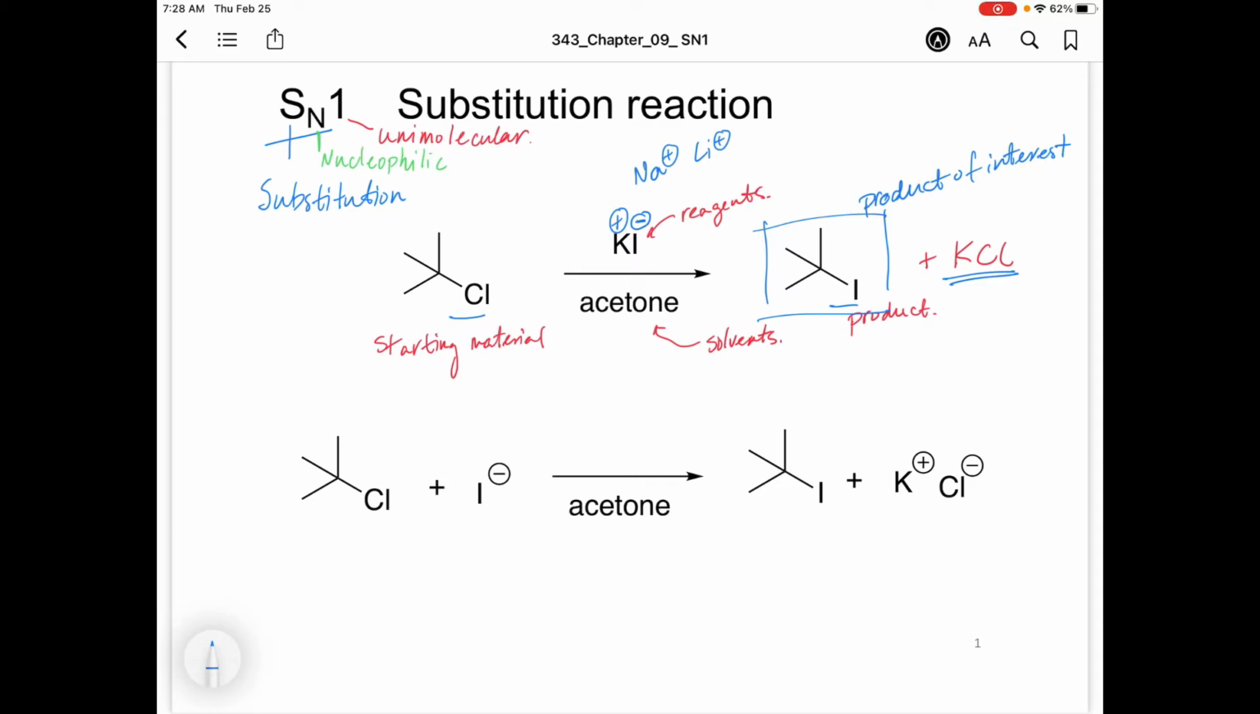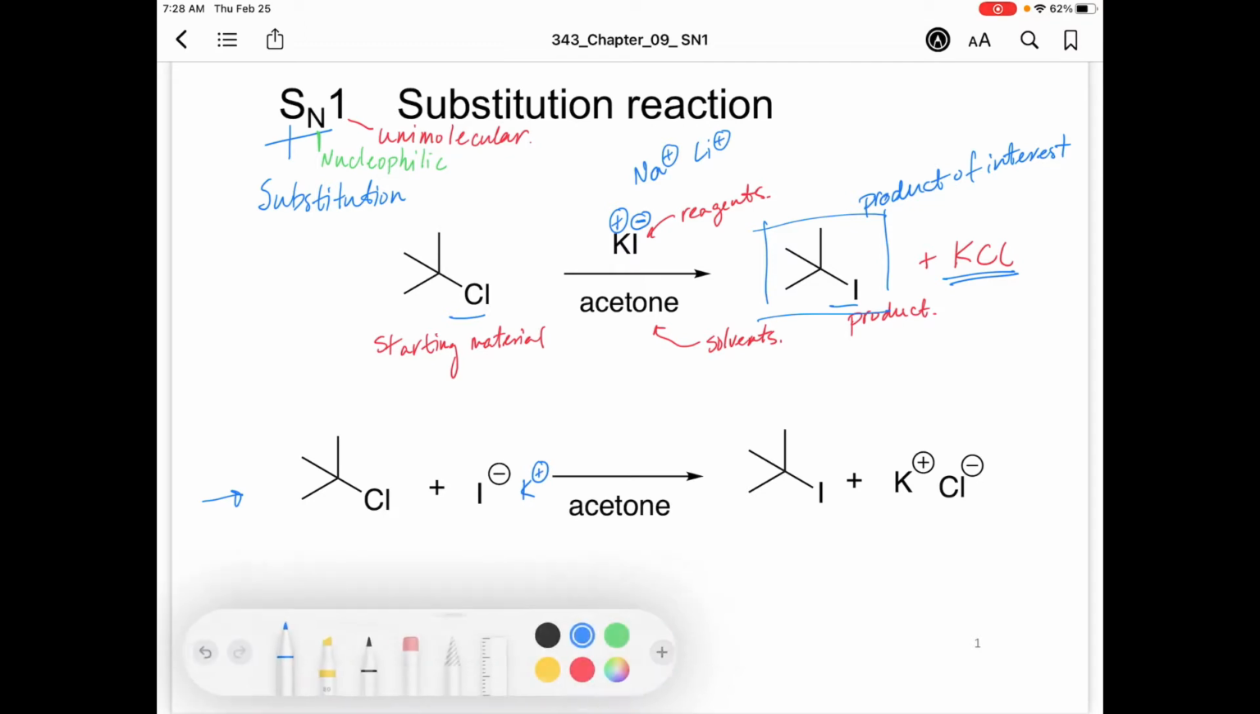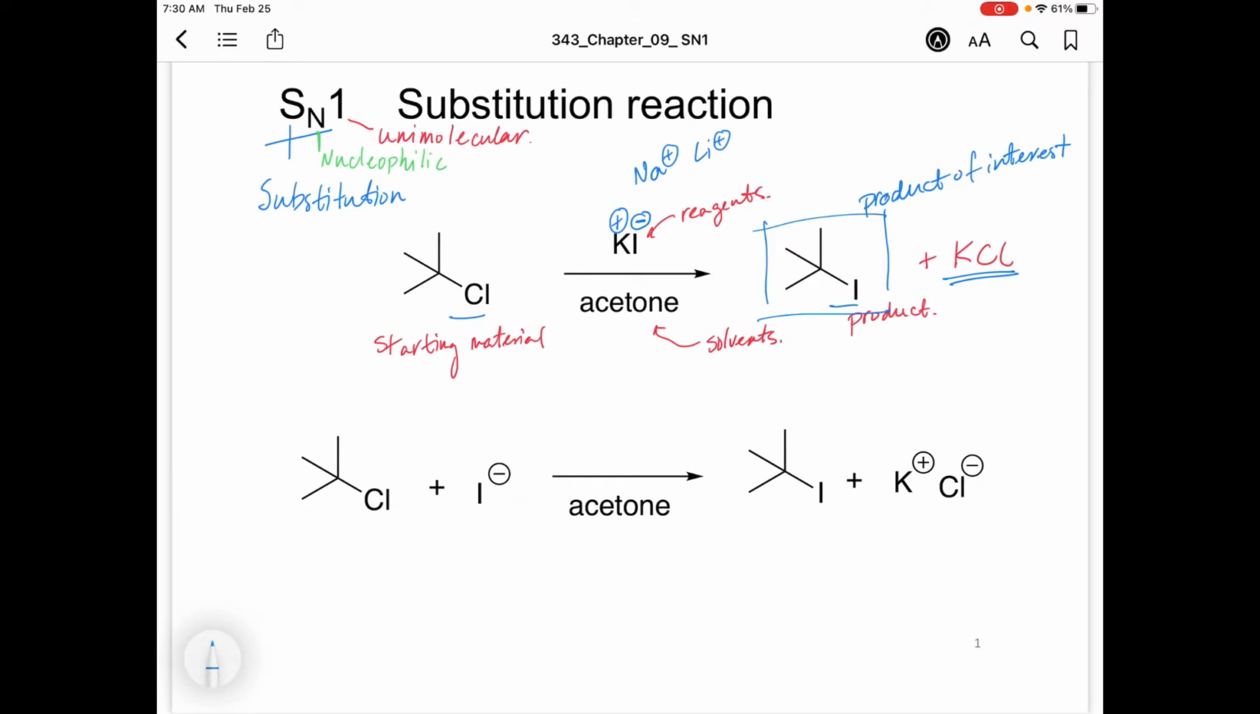Let's now look at this bottom equation. I've drawn them out here. Here I've shown that I have iodide, okay? We also have potassium, all right? And in the presence of acetone and this tert-butyl chloride, we still see that we get our product. I've drawn them out separately with their formal charges because I think it clues us in to what is happening in this reaction.